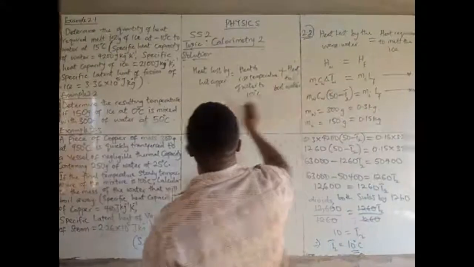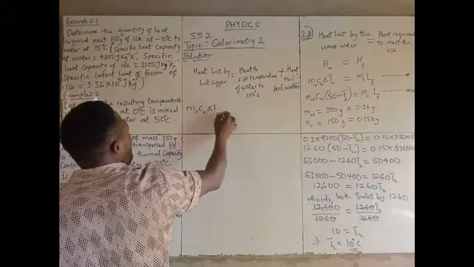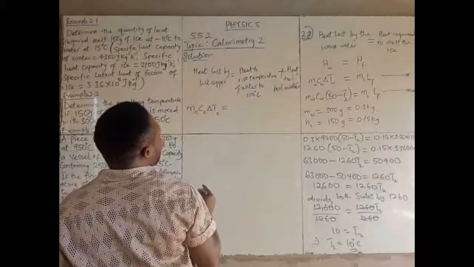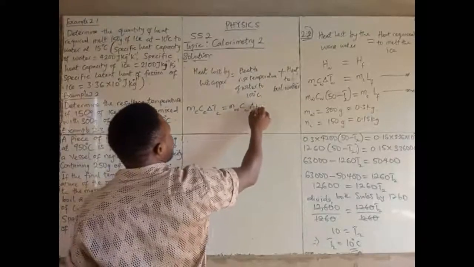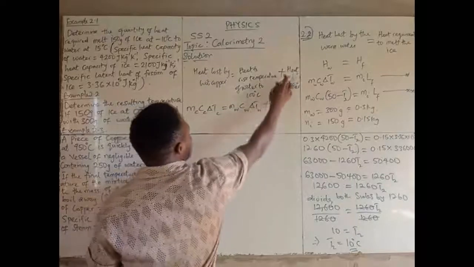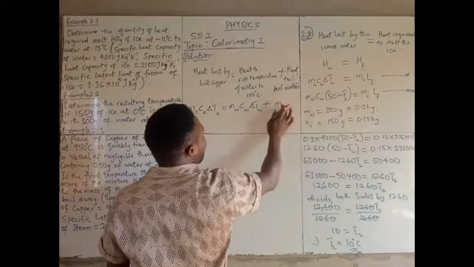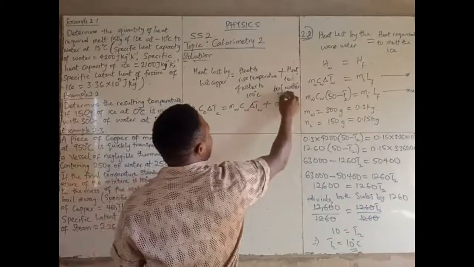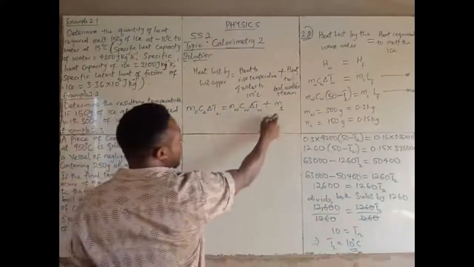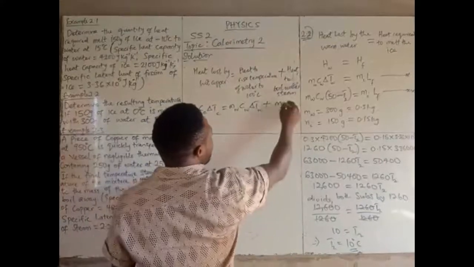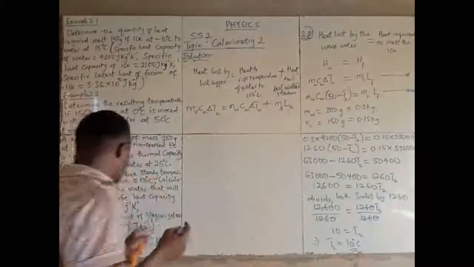By the time you substitute this, you just have M copper, C copper, change in T of copper, which should give you the heat that raises water, which will be M water, C water, change in temperature of water. Plus, the heat to boil the water will just be M of the steam, that is, water to steam. M of steam that is produced, then L of vaporization, the latent heat of vaporization, which was given in the question.